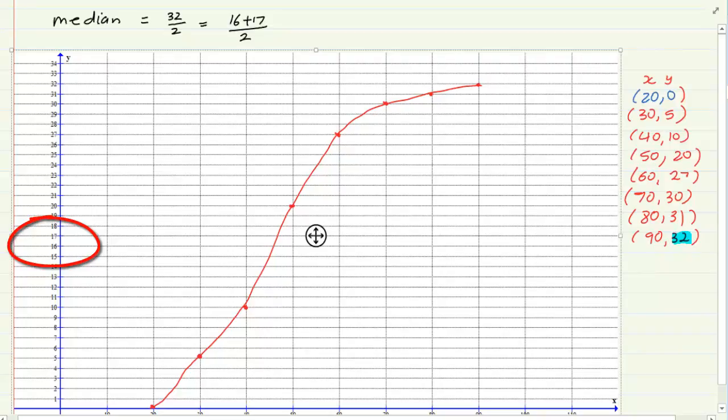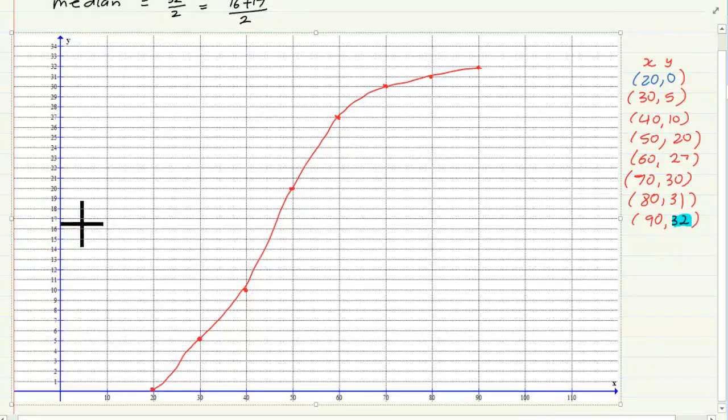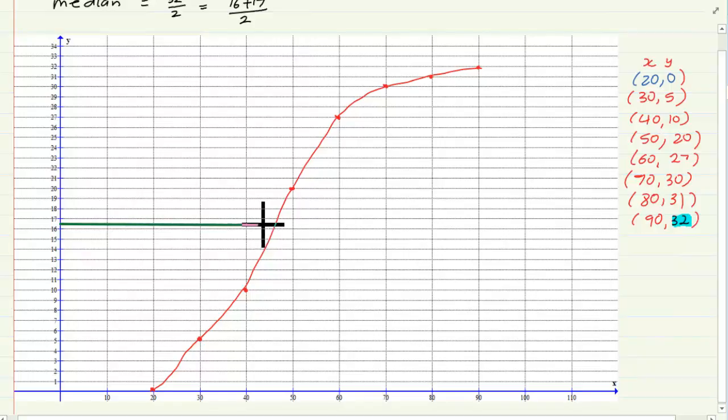You're going to draw a line between 16 and 17, and you're going to draw a line till you touch the graph. Once you touch the graph, then you're going to say, okay, so what is the value of the median? So we're going to take our ruler again. From this point where you touch the graph, you're going to go down.